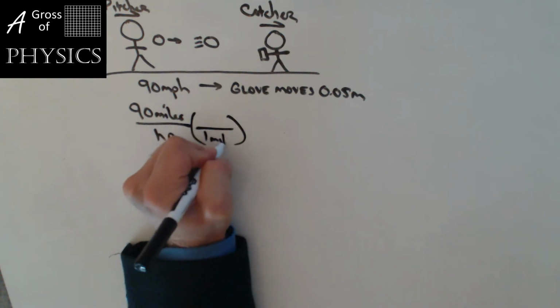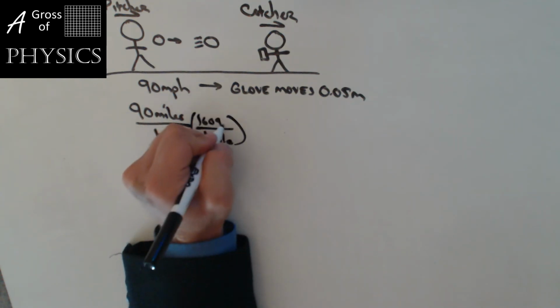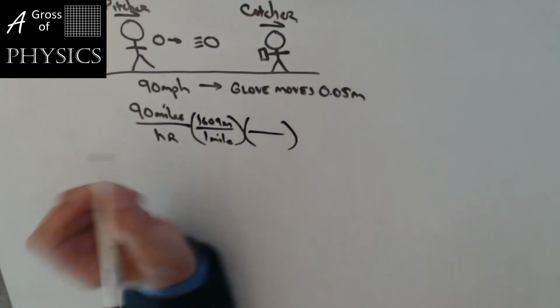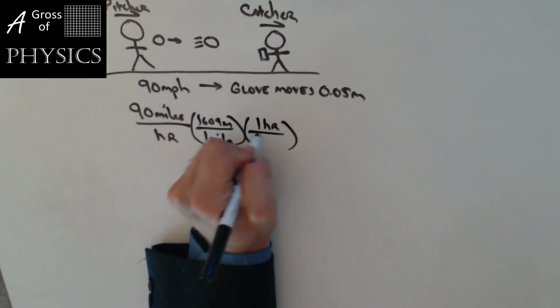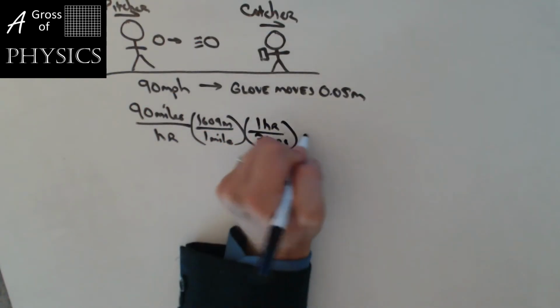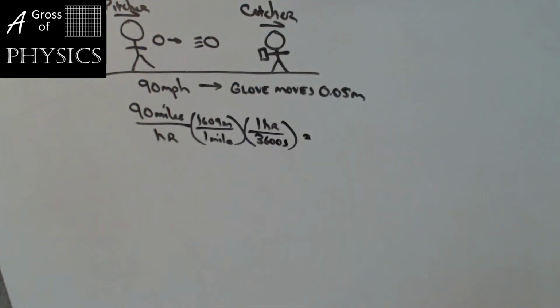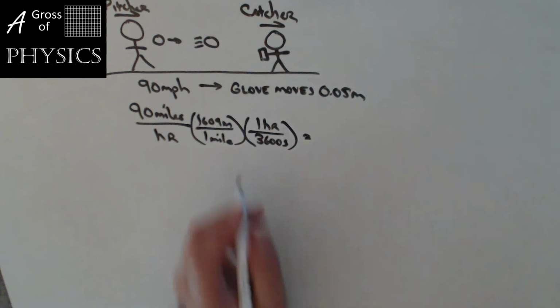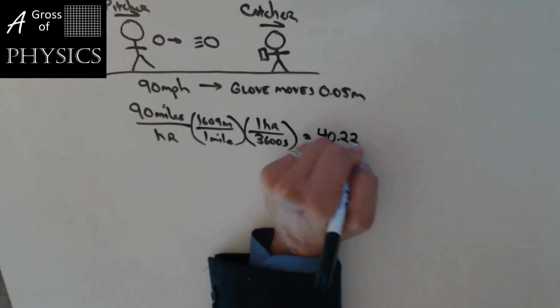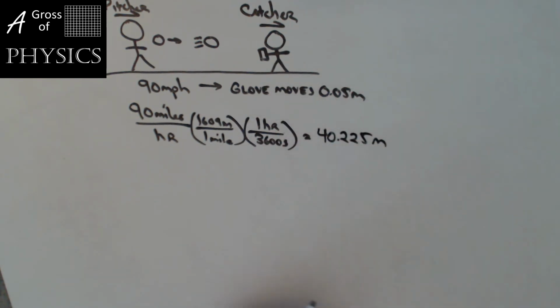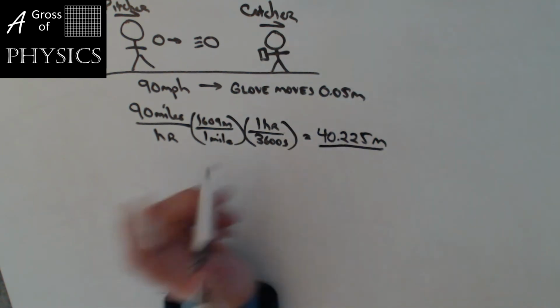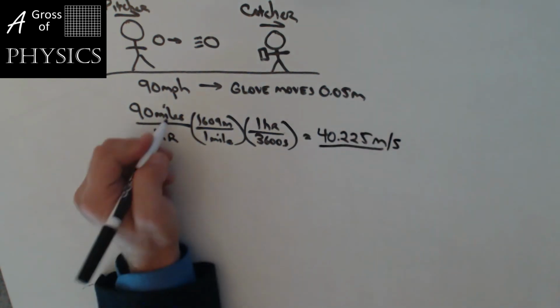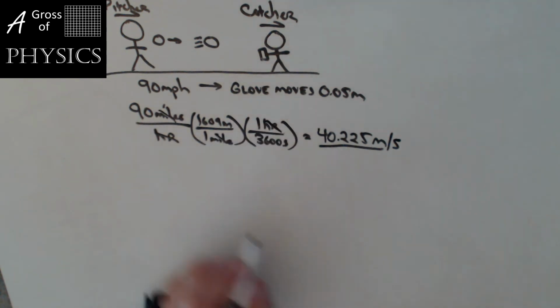And 1 mile is 1609 meters. 1 hour is 3,600 seconds. So 90 times 1609 divided by 3,600 gets me 40.225 meters per second. Because the miles canceled, the hour, yep, meters per second.